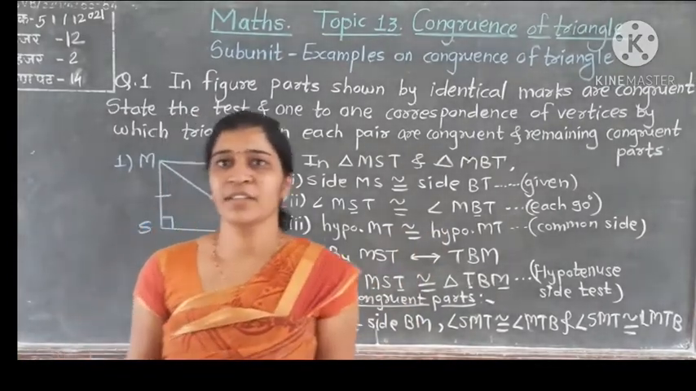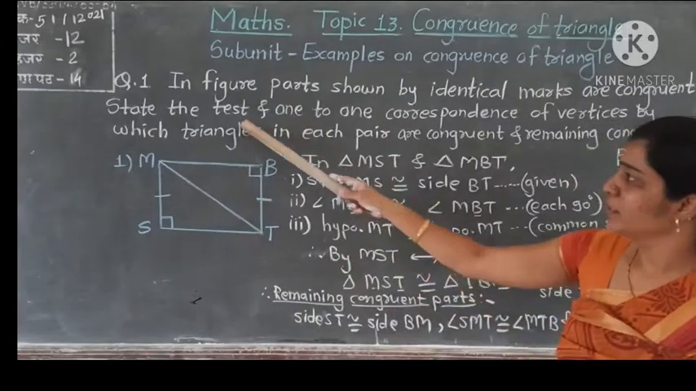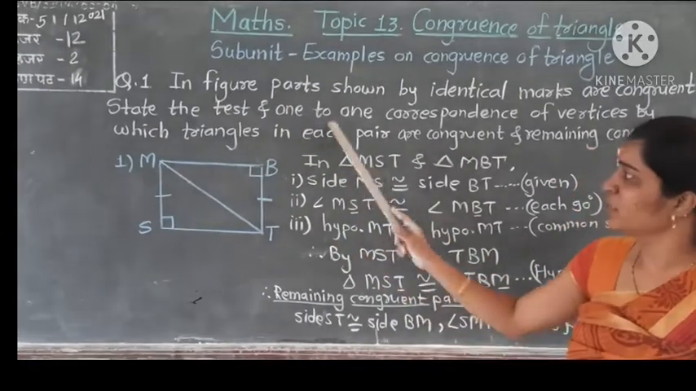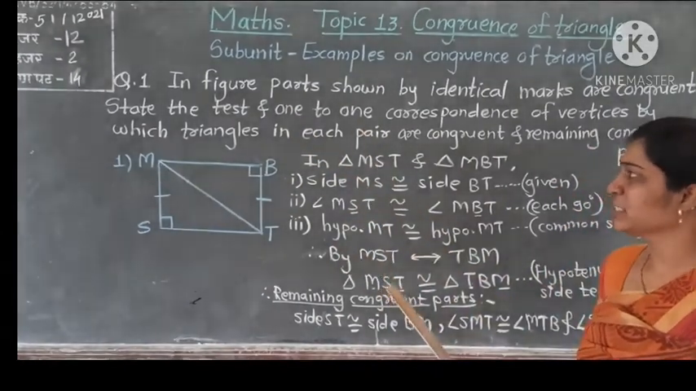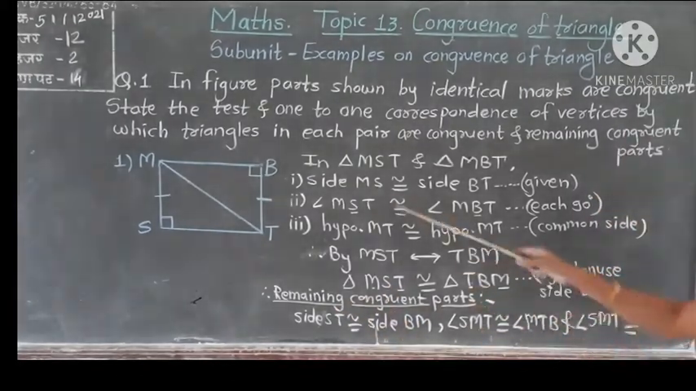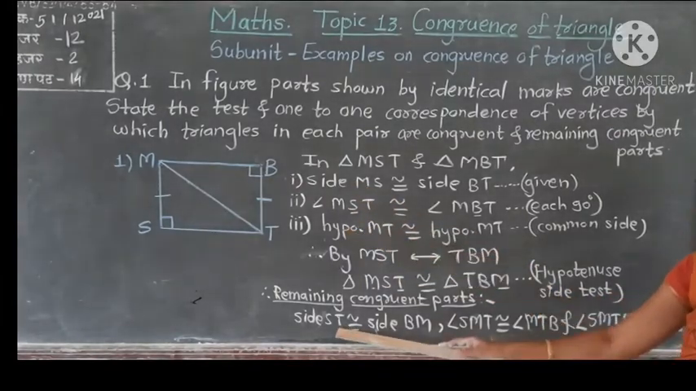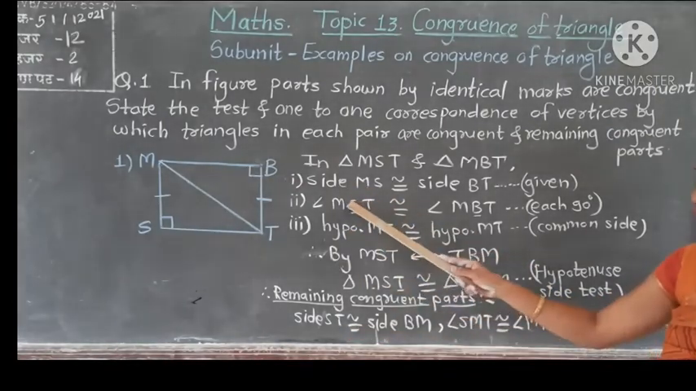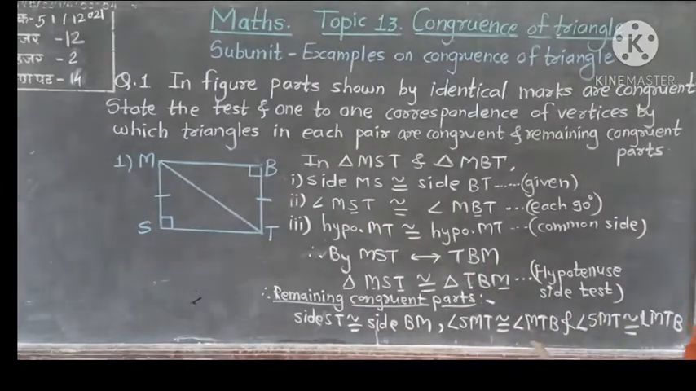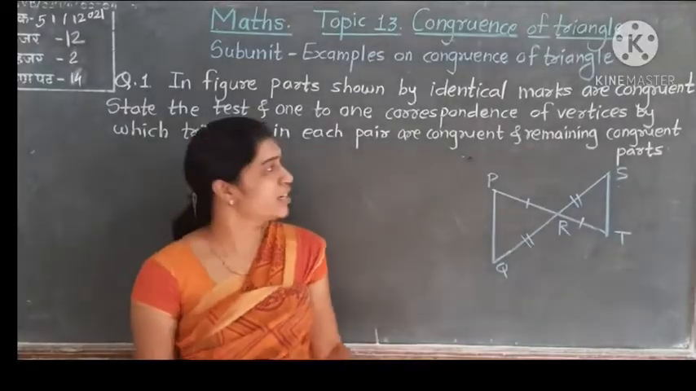Okay, understand the first example. Here we find the test, the one-to-one correspondence, and the remaining congruent parts we have shown. Two sides were given, one side remained, and one angle was shown, so these two angles we have written here. Okay, understand. Now see the second question.